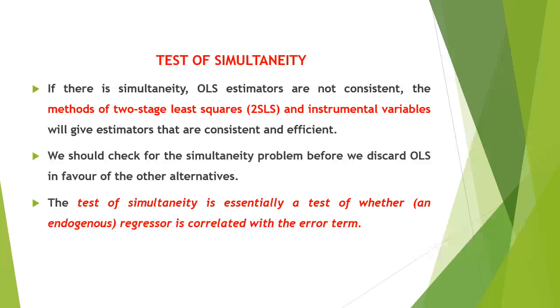The simultaneity problem arises because some of the regressors are endogenous and are therefore likely to be correlated with the disturbance or error term. Therefore, a test of simultaneity is essentially a test of whether an endogenous regressor is correlated with the error term. If it is, the simultaneity problem exists. Alternatives to OLS must be used. If it is not, we can use OLS.